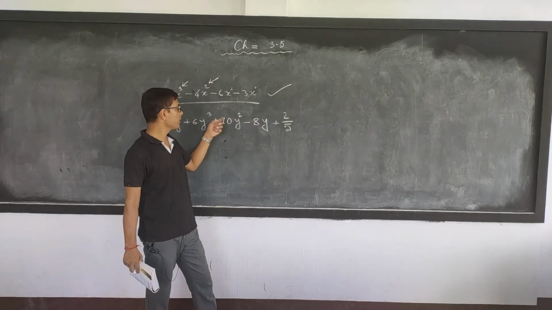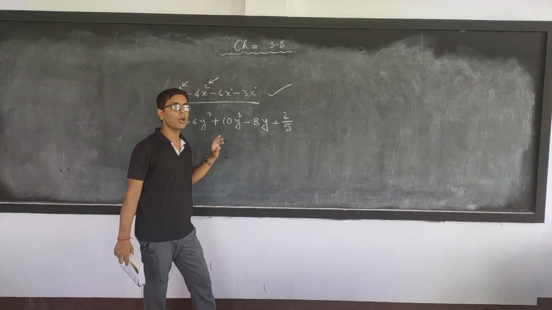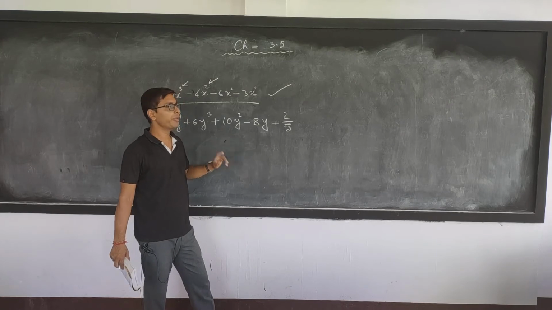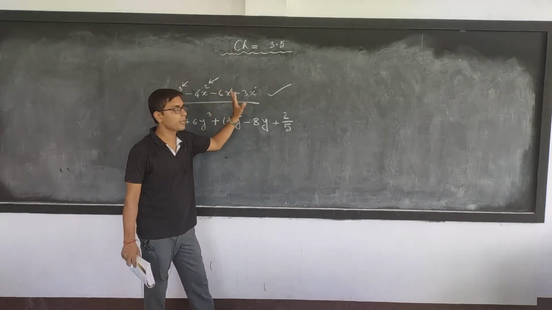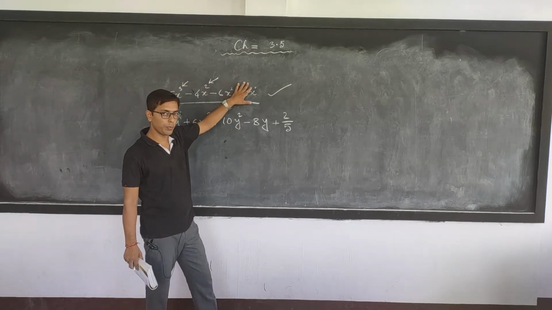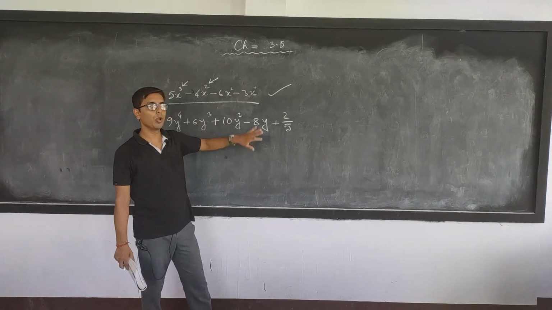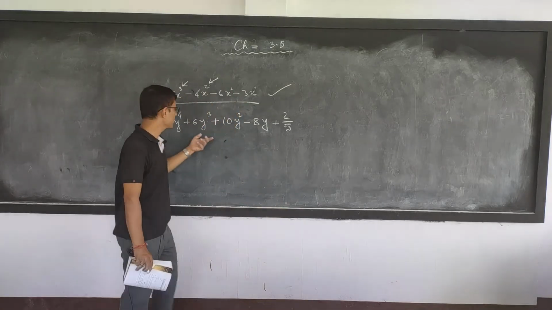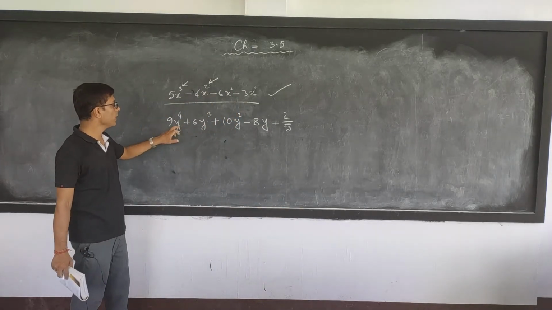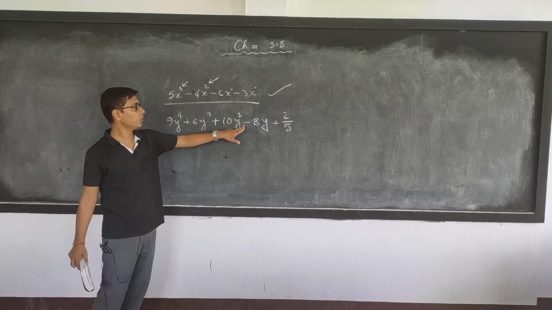Since the powers on the variables are whole numbers, it is a polynomial in one variable. This is also a polynomial in one variable, since the variable is only x. That is why it is a polynomial in one variable. A polynomial can also be written with more than one variable. Then this is also a polynomial in one variable because the variable is only y in all these terms.